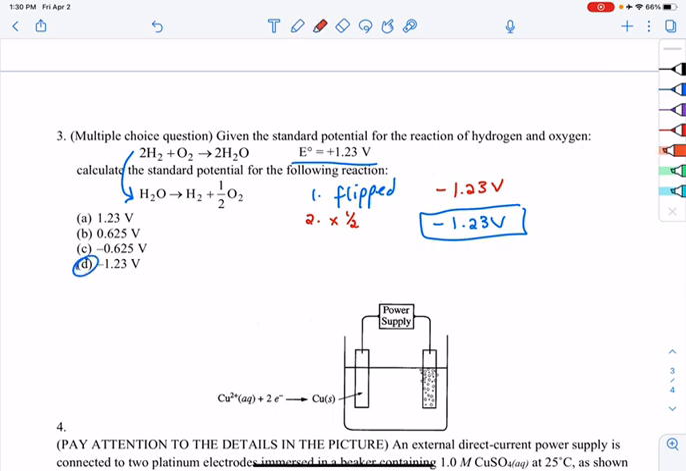A was obviously put there. I don't know why A was put there. But choice C would probably be your next best choice because I bet that's half of 1.23, but that's not actually right. So be careful.